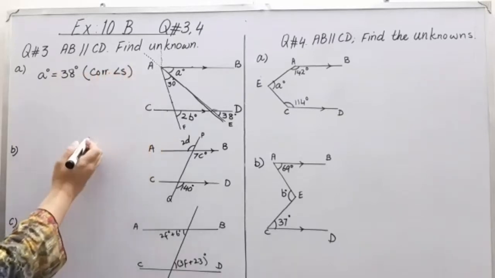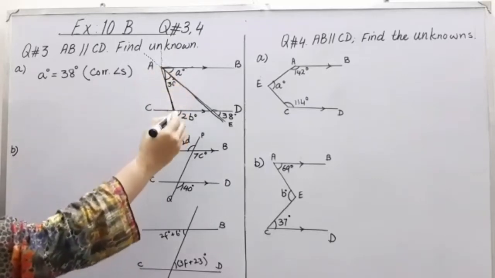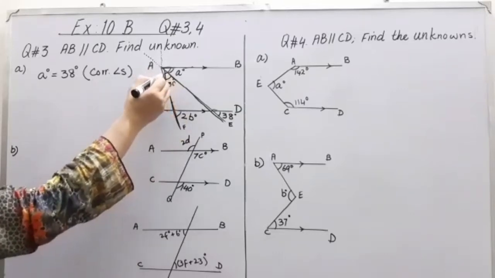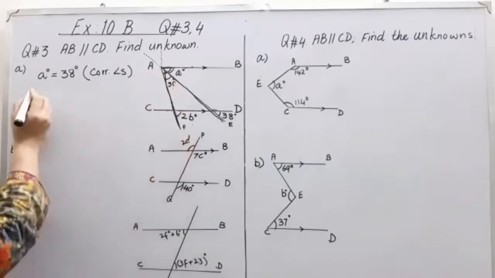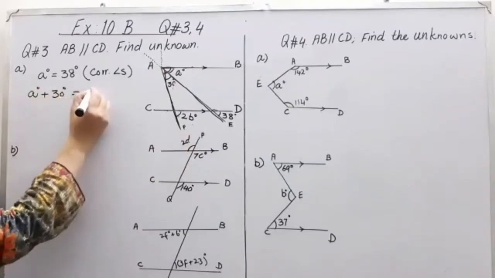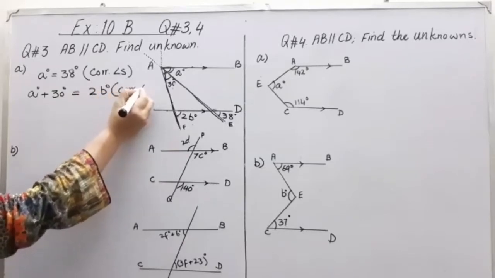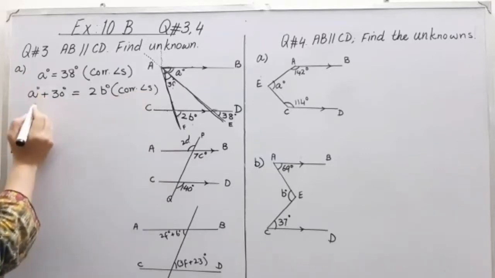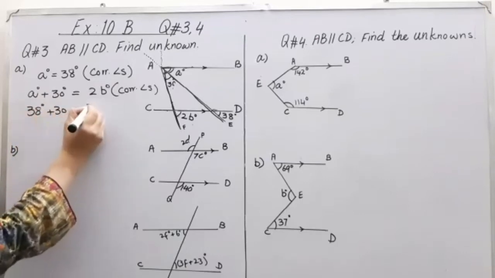And second, in this we see this F, not one angle but both angles which are included here. So A plus 30 equal to 2B. And they are also corresponding angles. Now we solve it. We put the value of A here. 38 plus 30 equal to 2B.